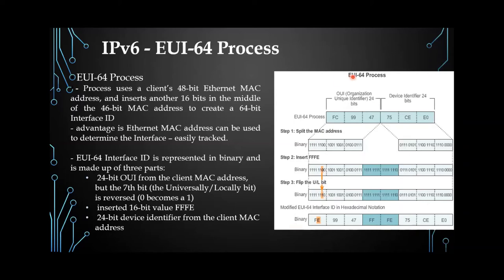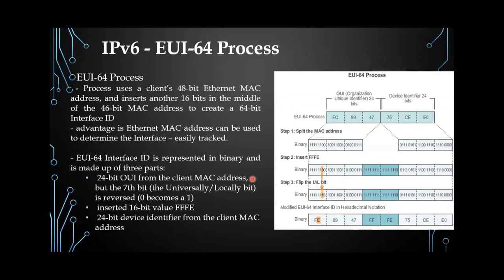So now, by using my MAC, I got this 64-bit address, starting from FE9947FF FE75CE0. So if you are given this part of the address, you can easily correspond it with the MAC address. You can see the last three boxes are the same, and then you have FFFE, and then you have the same address with little change. So this is how you make an address of 64 bits.